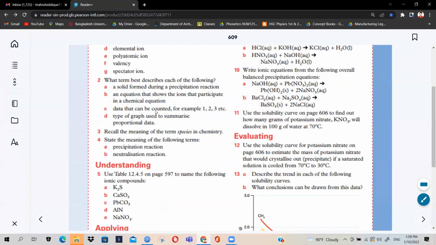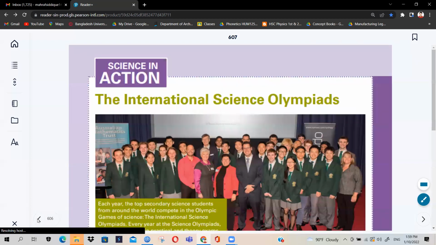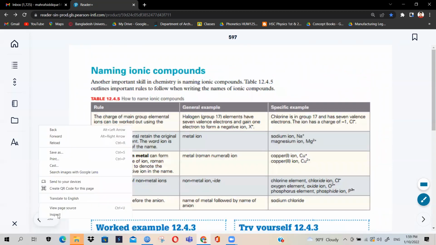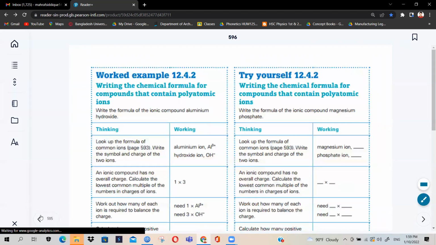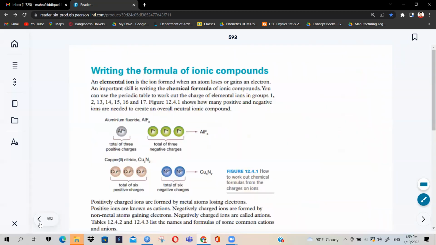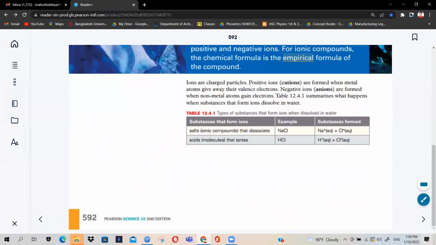Data that can be counted, for example, 1, 2, 3. Okay, the name for that was a very silly question. I've forgotten what the name for that was. Data that can be counted: 1, 2, 3.